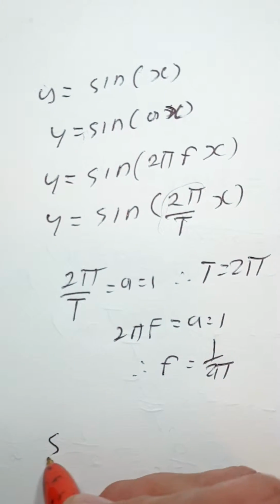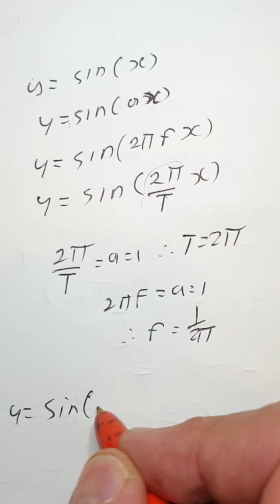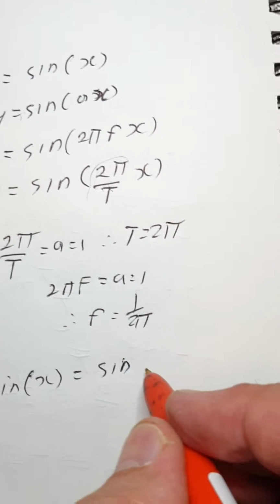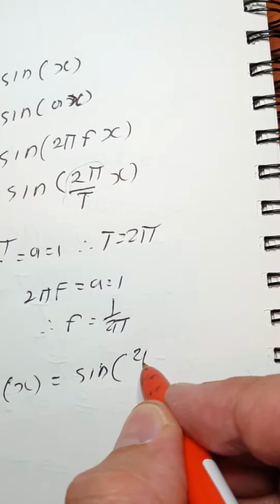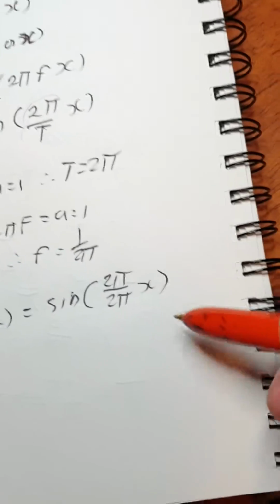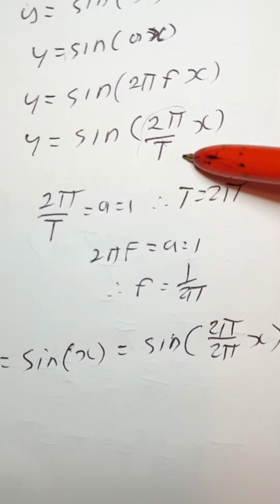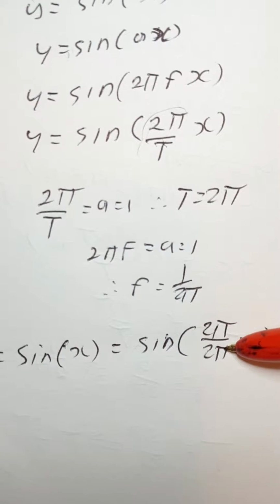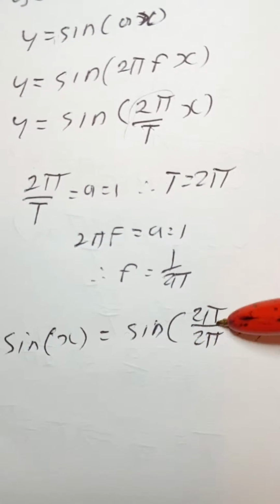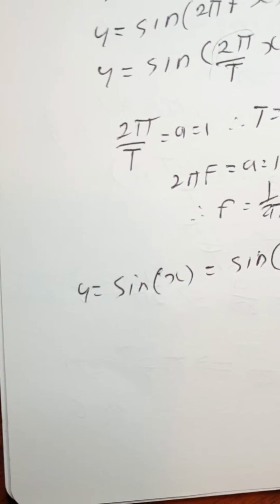So there's always a 1 living up here, right? We can also write y equals sine of x as, because there's a 1 in front of the x, y equals the sine of 2 pi on 2 pi x. And so there it is in this form, where the period T on the denominator is 2 pi. So we get 2 pi divided by the period 2 pi, causing a 1.